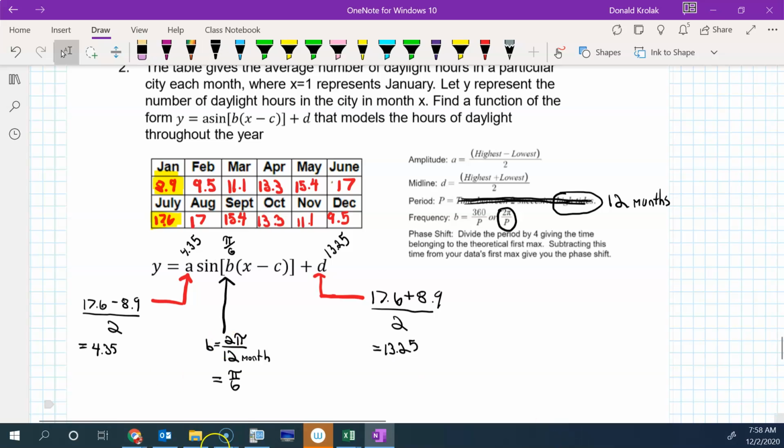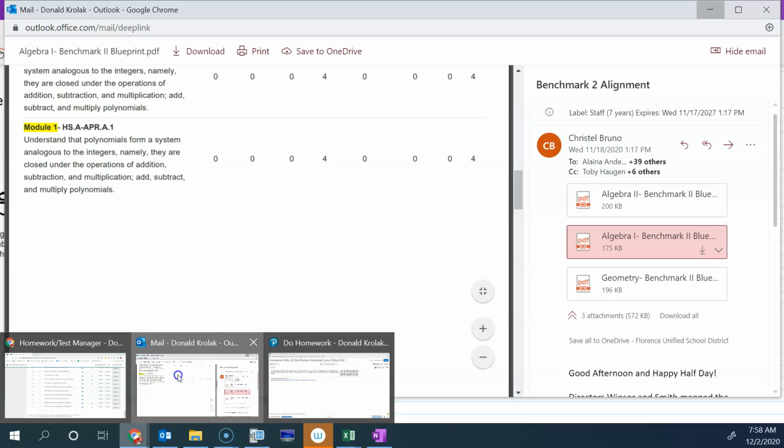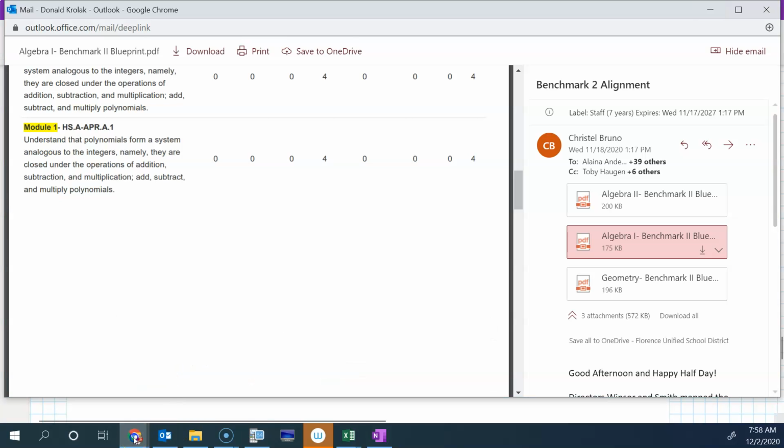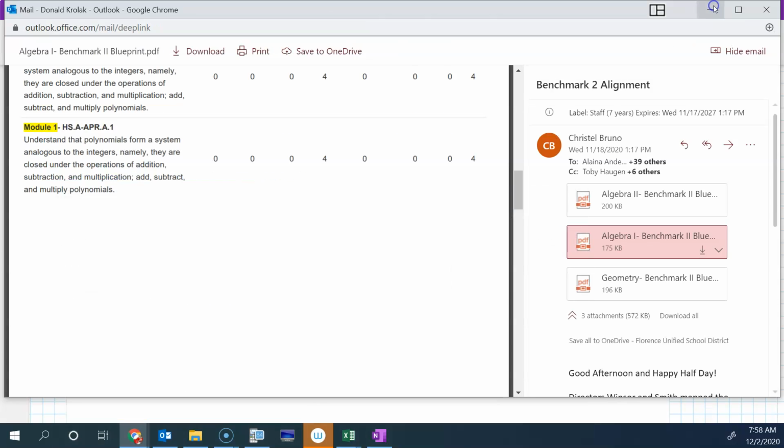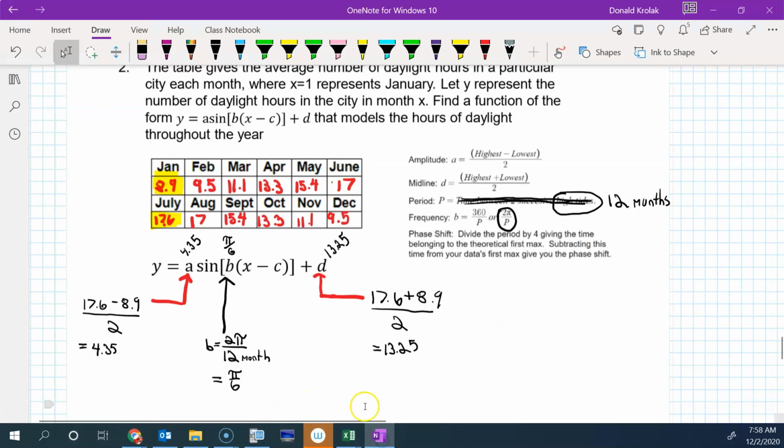And the reason is, when you look at the instructions here, it's saying type integers or decimals, type an exact answer when using pi. So that tells you you're not going to multiply it out, because it says put in the exact answer in terms of pi when you're working with pi. All right, so back to this.